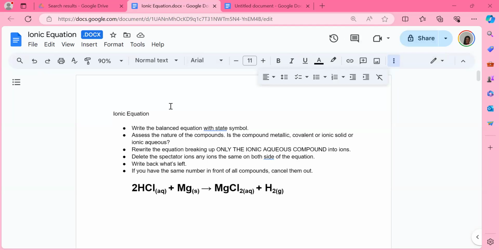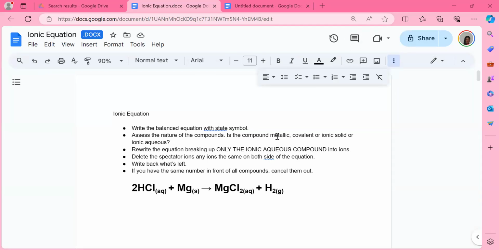Today we are looking at the chemistry topic, writing ionic equations. The first thing we need to do, I'm assuming that everybody is able to write a balanced chemical equation. So we start with a balanced chemical equation with the correct state symbols, right? Then we are going to assess the nature of the compound. We do this in order.